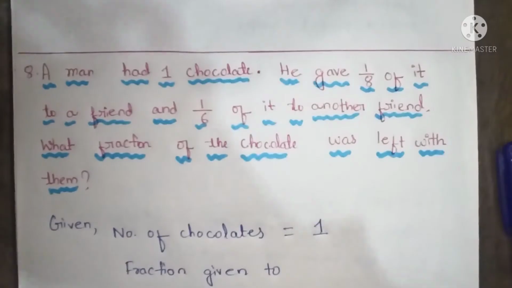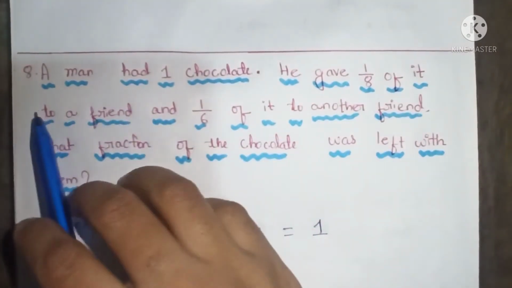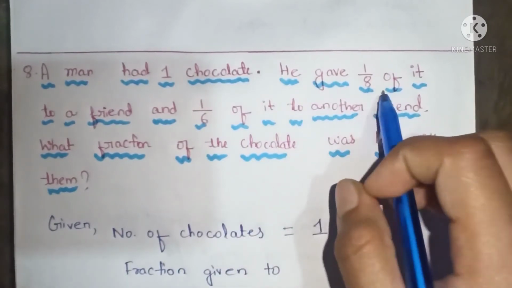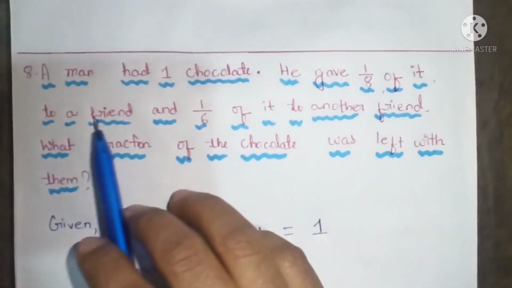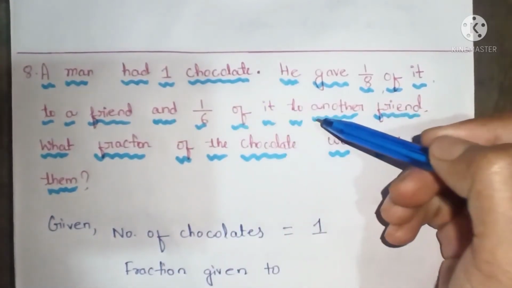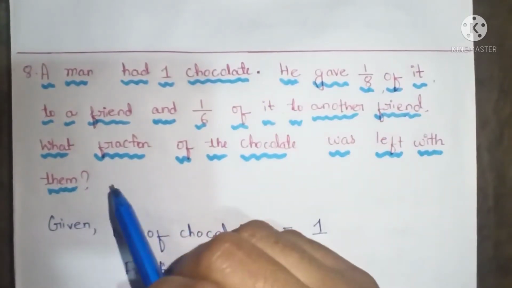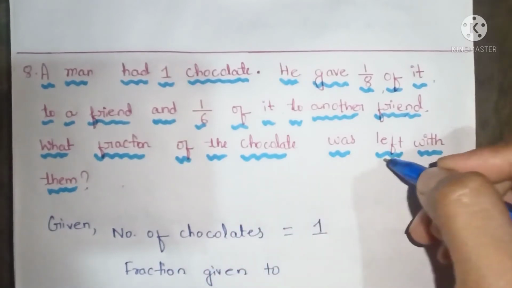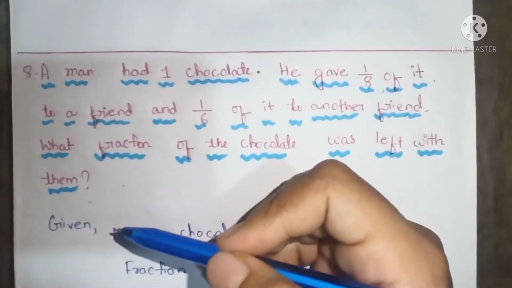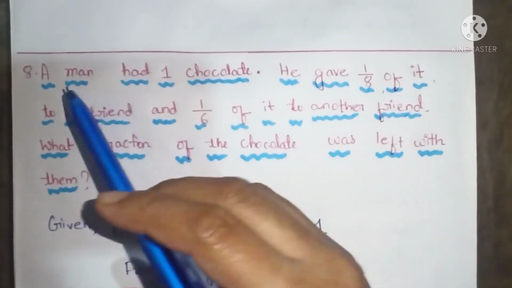Okay. Now the last question. A man had one chocolate. He gave 1/8 of it to a friend. Okay. And 1/6 of it to another friend. What fraction of the chocolate was left with him? So it is asking what fraction of chocolate is left with the man.